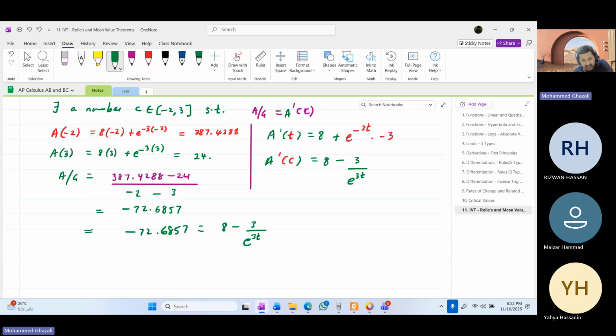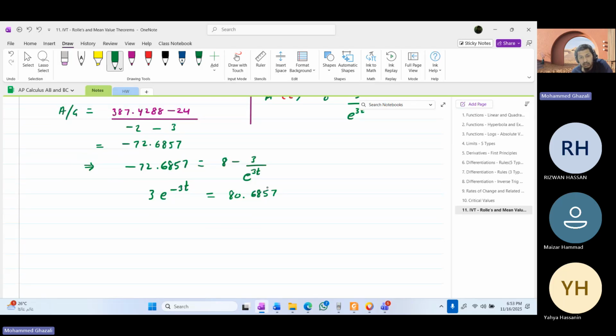72.6857. This implies, right? Now we're going to solve this. Bring 3 e to the power 3t across and take that over. So add both. That's going to give me 80.6857. And this is 3 e to the power negative 3t. Let me bring this back up, right? So I can use ln. You understand what I did here? I just took this whole entire term back to the other side and brought this over. 8 plus 72, that's 80. Take this back onto that side, bring the e to the power 3t back up, right? I want it in that form because I want to solve. So e to the power negative 3t is equal to 80.6857 divided by 3.